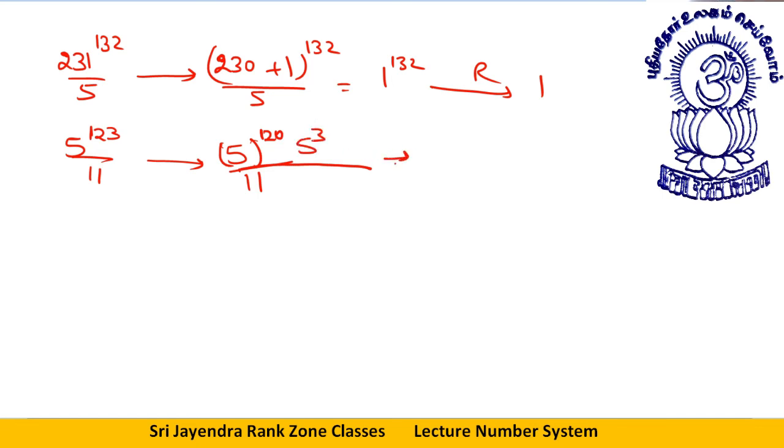This becomes 5 raised to power 120, which will give me a remainder of 1, into 5 cube, that is 125 divided by 11. I can say 1 into 125, and 125 is 121 plus 4, divided by 11. 121 is completely divisible, therefore the remainder over here is 4. I am sure all this must be clear to all of you. Okay, let's take another question.